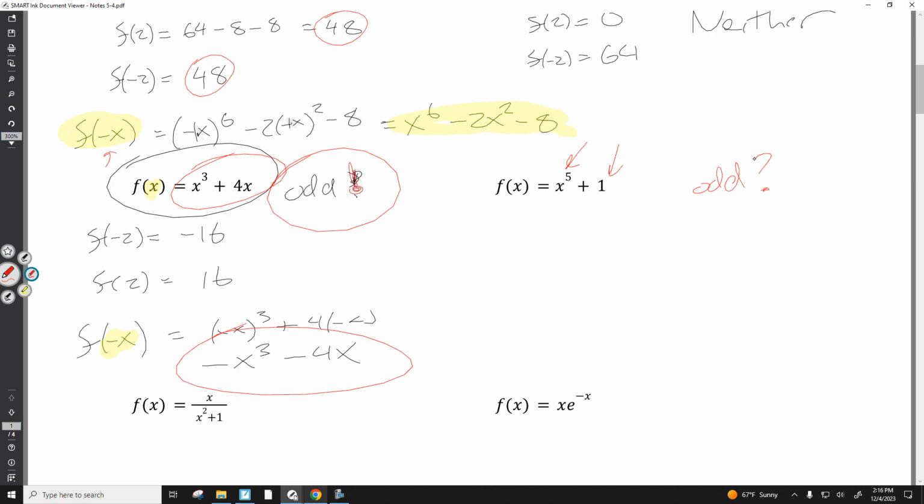I didn't understand. I thought this is even. It's not even. You thought it was. It's not. The definition of even is opposite x's, same y's. Oh. So just because you have an even power does not necessarily mean you have an even function.